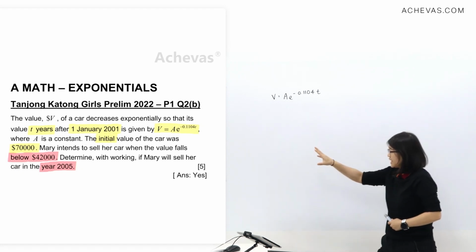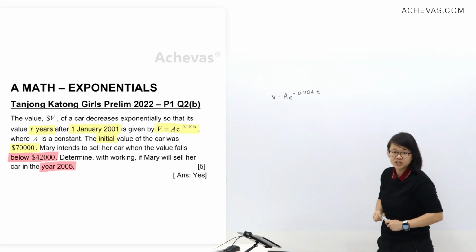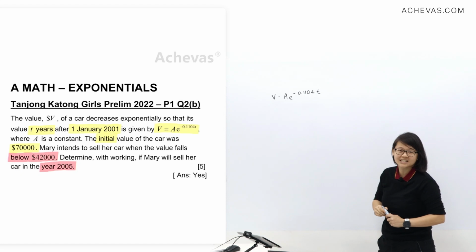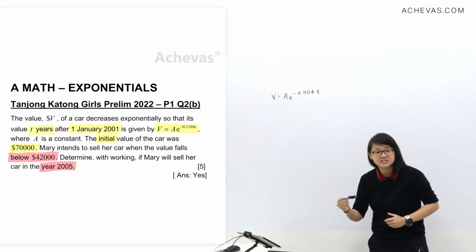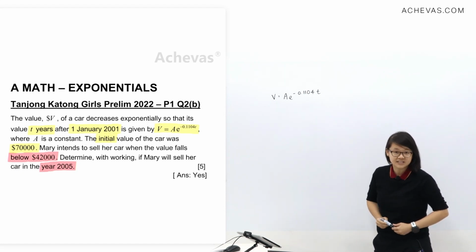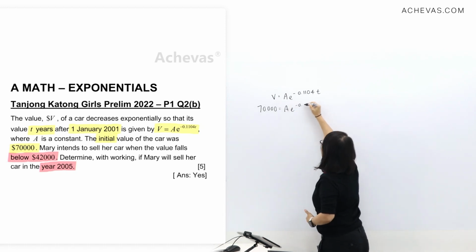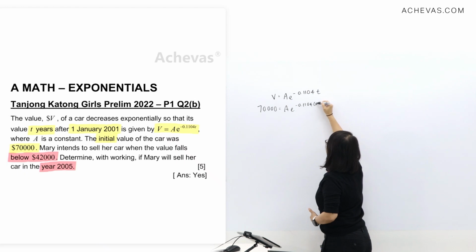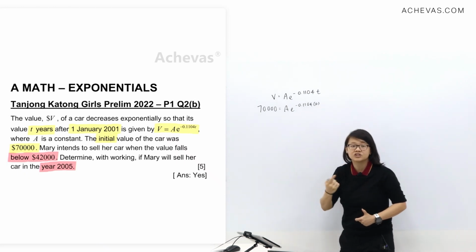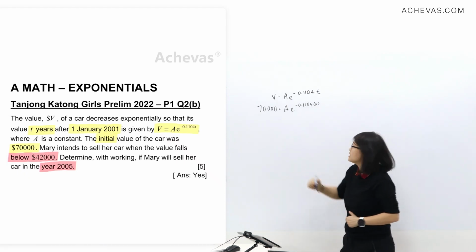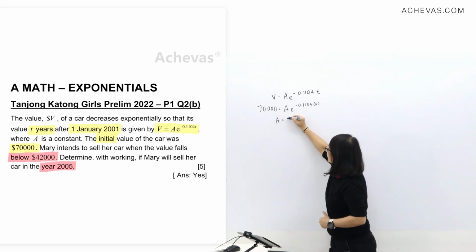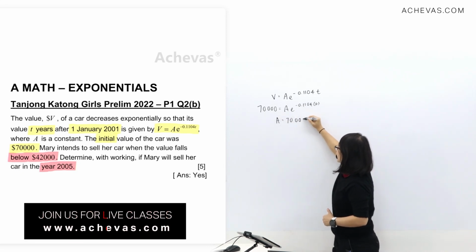Now, looking at the question there, I have highlighted the important information. Let's start with this equation here. And the words initial value is 70,000. That means that we are going to insert t value as 0 and V value as 70,000. So let me insert V as 70,000 and t value as 0. So 0 multiplied by this, you will get e raised to a power of 0. That will give you a 1. So A value now, we know that it got to be 70,000.